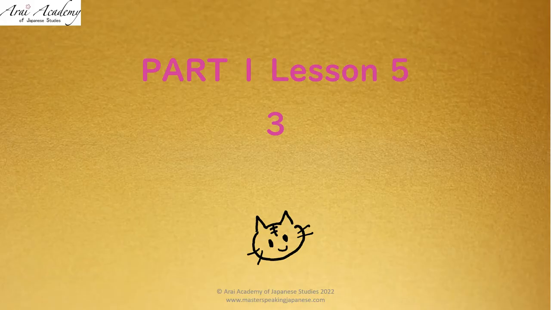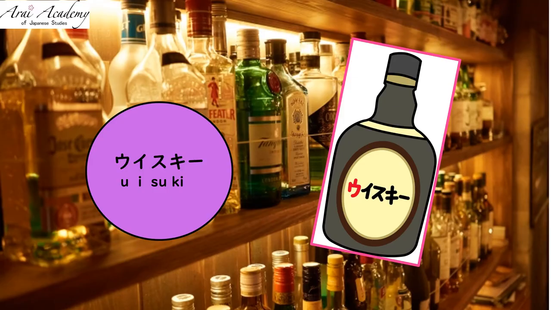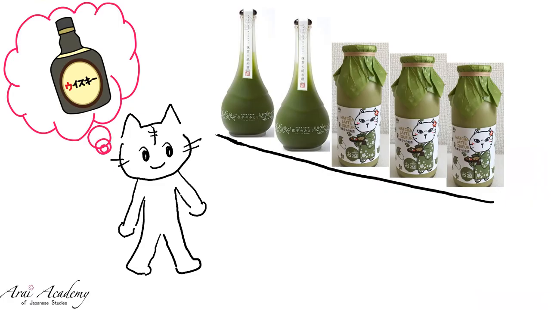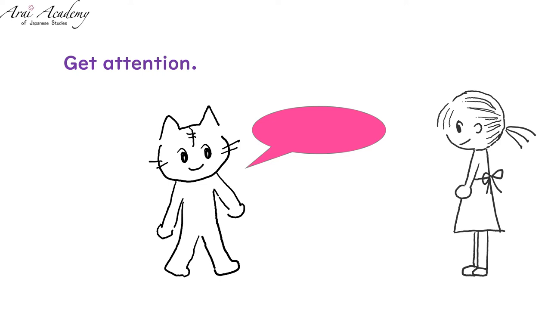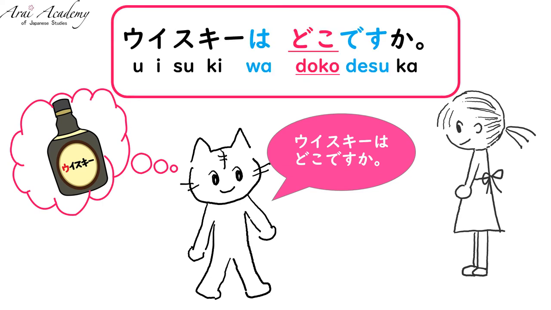3. The last section. Let's find where things are. You know Japanese whiskey is very famous for the quality, and you are going to buy it. It's a big shop. You cannot find the whiskey section. Let's ask. すみません. This time you say, ウィスキーはどこですか? どこ means where. Repeat after me.